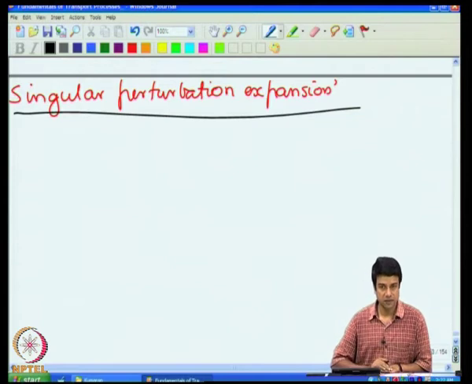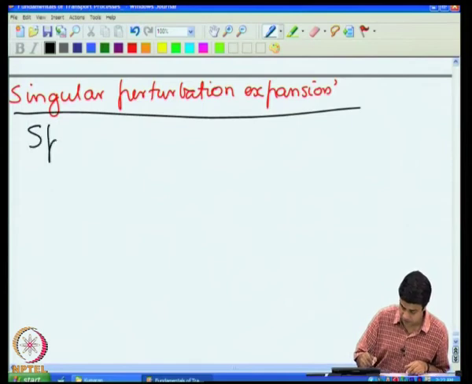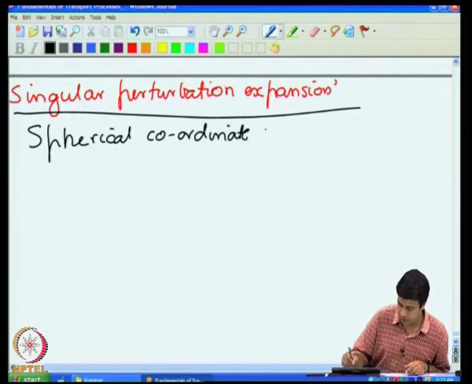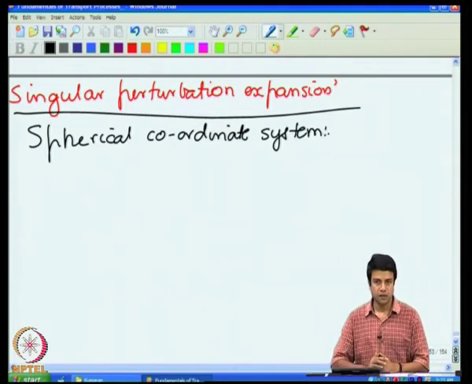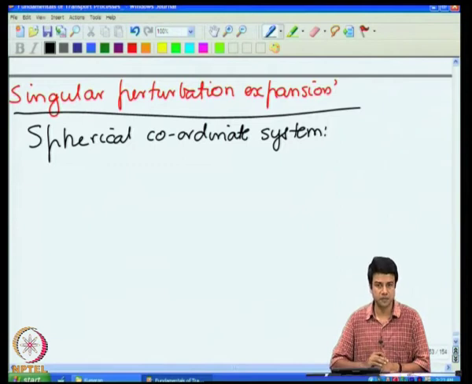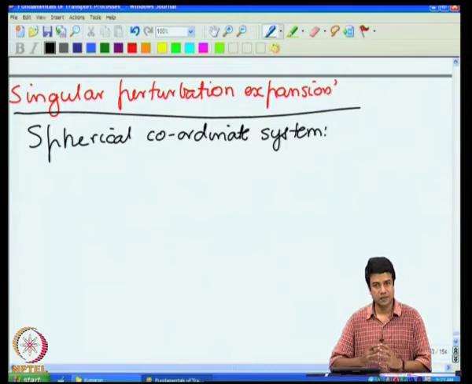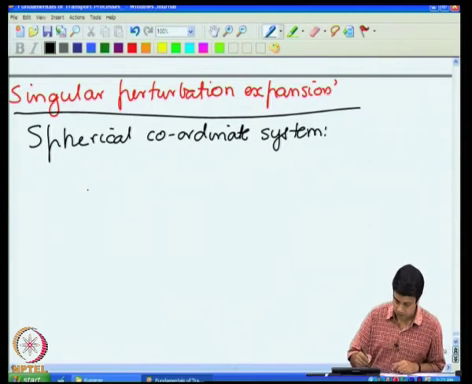Next, I will go into another example of curvilinear coordinates, which is the spherical coordinate system. The spherical coordinate system is useful for considering, for example, diffusion from a catalyst surface, a spherical catalyst particle, or heating of a spherical object, and situations like that, where one has spherical symmetry.